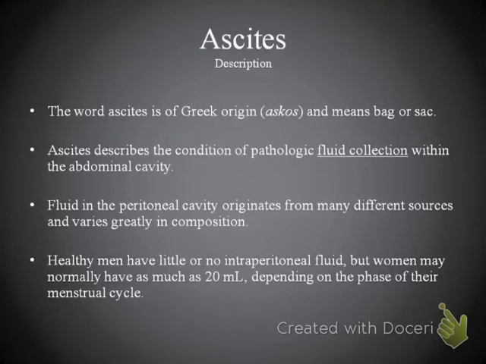So the first pathology of the gastrointestinal system that we'll actually discuss is ascites. The word ascites is of Greek origin, askos, and means bag or sac. Ascites describes the condition of pathologic fluid collection within the abdominal cavity. So this is important to remember, that it's pathologic fluid collection in the abdominal cavity. And so that's what ascites denotes.